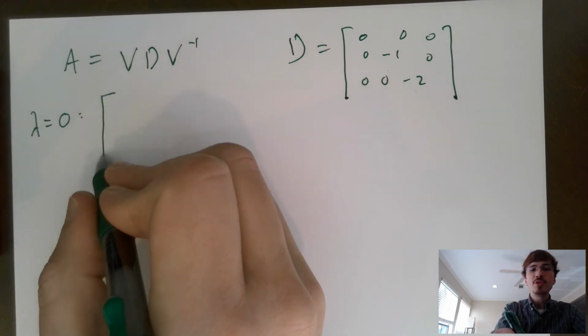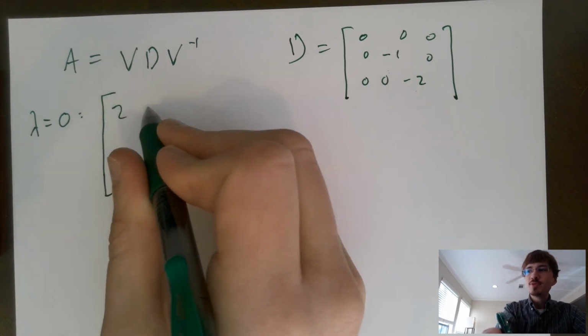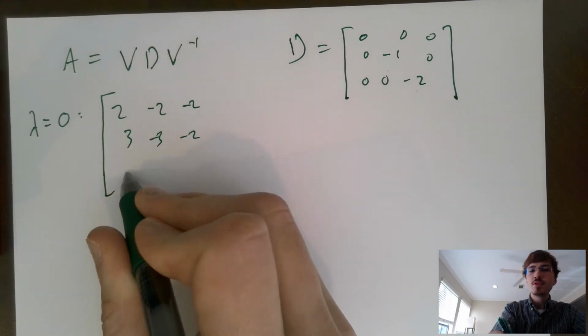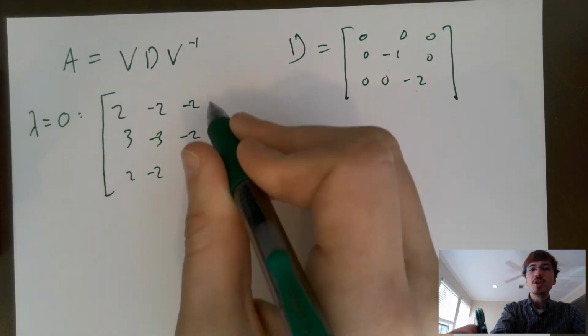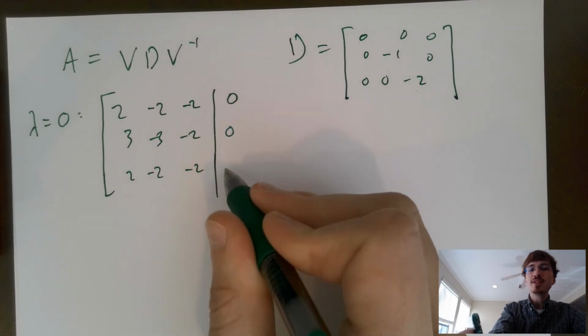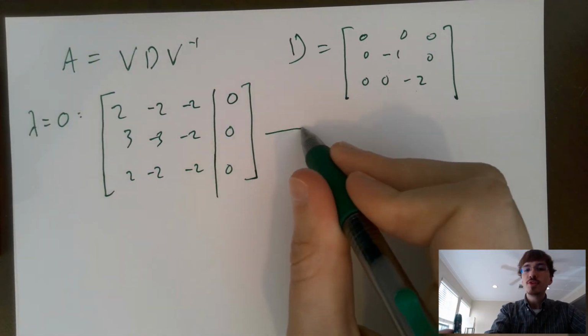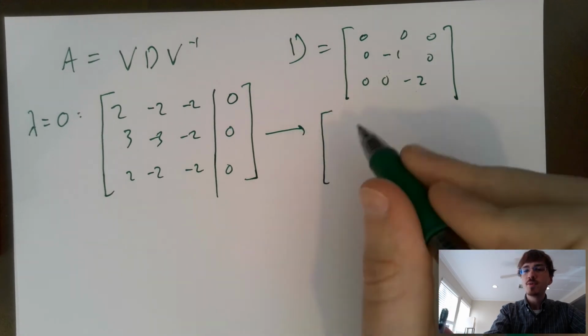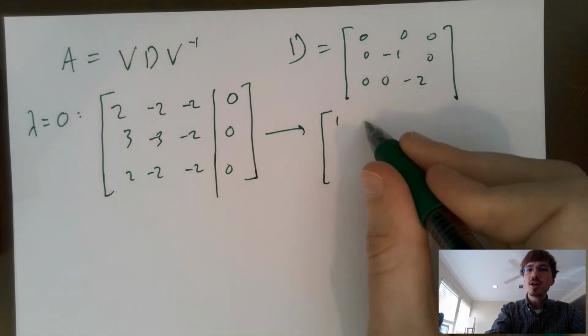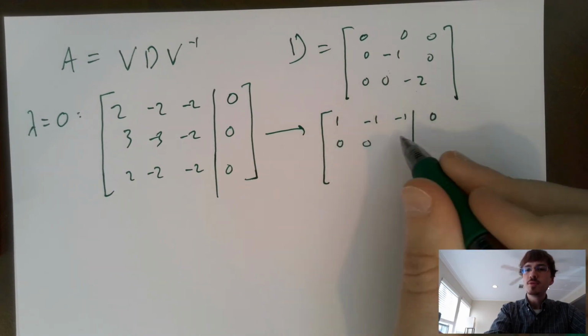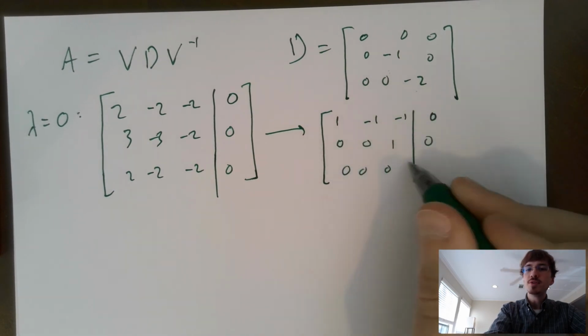How do we find a basis for the eigenspace corresponding to lambda equals 0? Well, as I'm sure that you've already done, we take our matrix 2, negative 2, negative 2, 3, negative 3, negative 2, 2, negative 2, negative 2. We augment 0 because we're finding a basis of this null space, right? Whenever we perform a little bit of row reduction magic, we hopefully get that this is 1, negative 1, negative 1, 0, 0, 0, 1, 0, 0, 0, 0, 0.